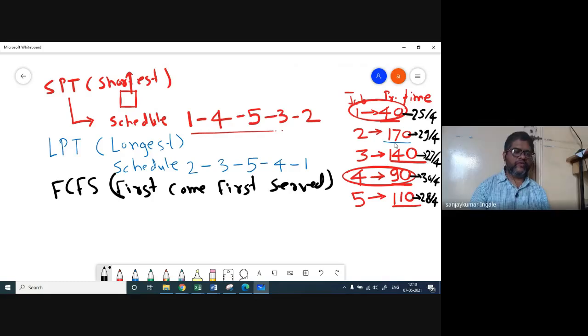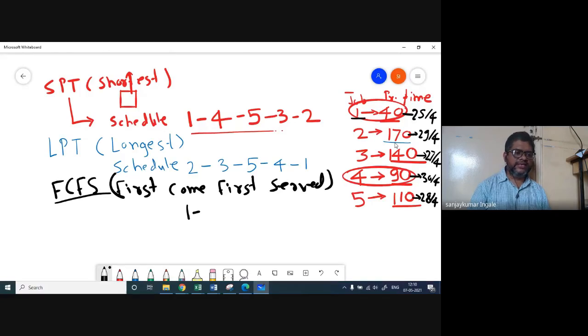Now, when I select first come, first serve as the criteria, I'm not going to look at the processing time. I'll just see the arrival date. Out of this, the first job we received is job number 1, on 25th. So I will do that job first. Next, I will see which is the next job after 25th.